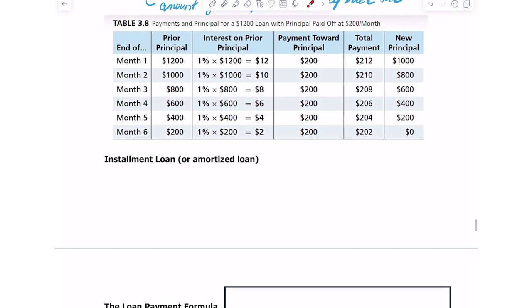Sometimes you can take out loans and pay them in installments. An installment loan, or an amortized loan, is just a loan that you pay off with equal regular payments. You can think of a mortgage as a type of installment loan.